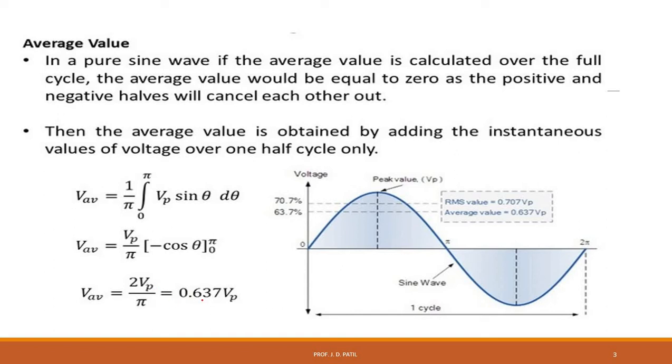So it is 0.637 of Vp. This means the average value is 0.637 of the peak value. So this is the peak value.